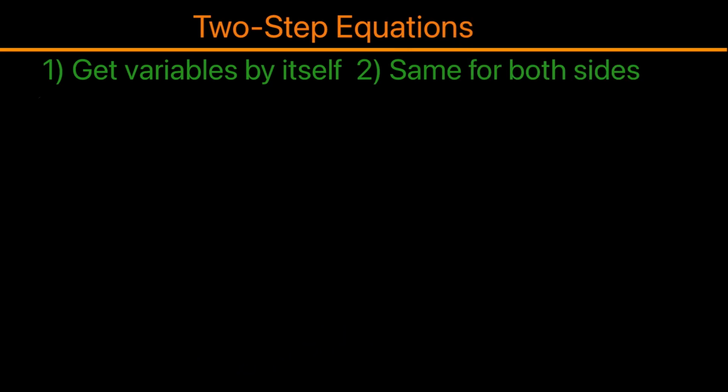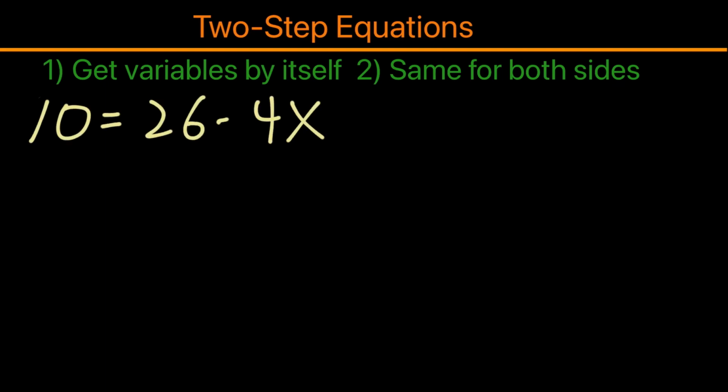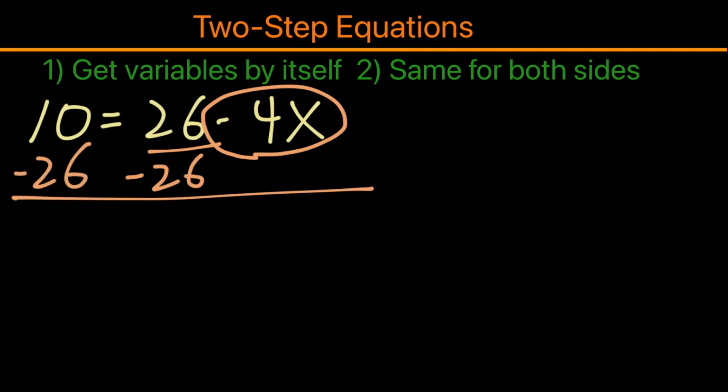Now here is our final example. From this equation, we need to get x by itself. So here we're going to get negative 4x by itself and get rid of the 26. And to get rid of the 26, we need to subtract 26 and do the same on the other side. Now, this is crossed out. 10 minus 26 is negative 16 equals negative 4x.